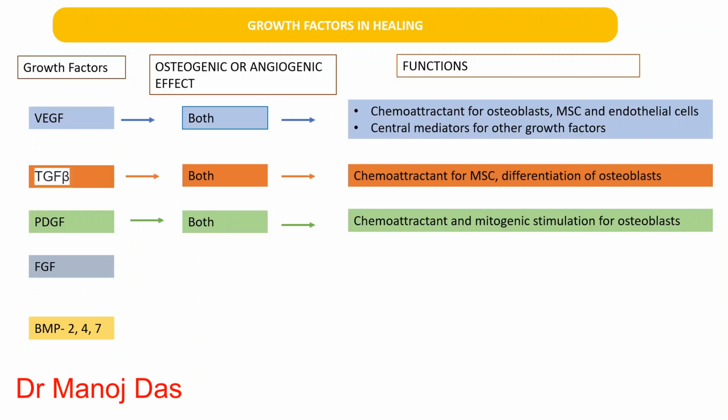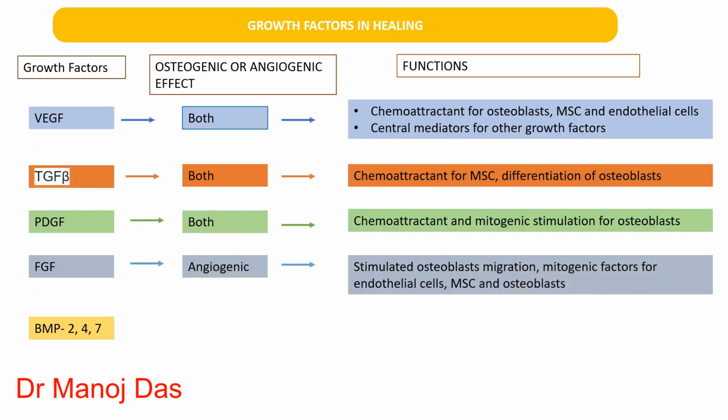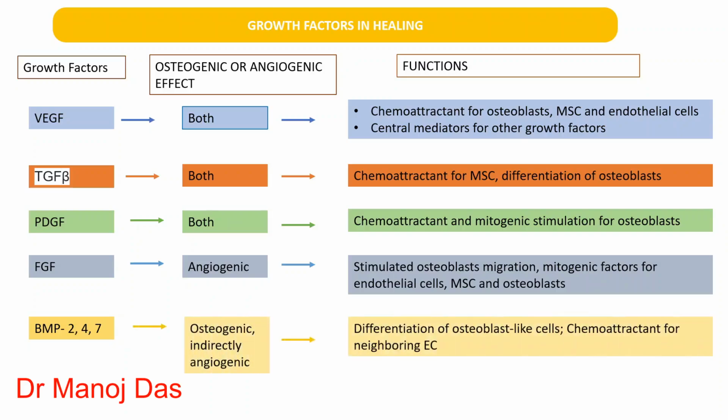Now fibroblast growth factor has an angiogenic effect. It acts as a mitogenic factor for the endothelial cells. Another growth factor which is very important for healing is the bone morphogenetic protein, especially 2, 4 and 7. It has an osteogenic property and helps in the differentiation of osteoblast like cells.